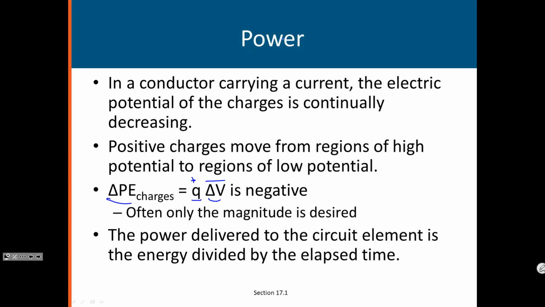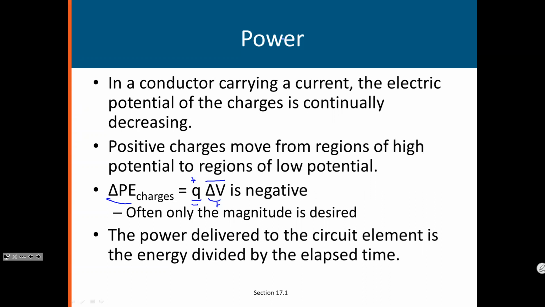Positive charge. Negative charge is the same thing. Negative charges move from low potential to higher potential, okay, unlike the positive charge. That makes delta V positive, but the Q is negative, so the whole thing will be negative. So again, the delta PE will be negative, meaning potential energy decreases as the charges move.